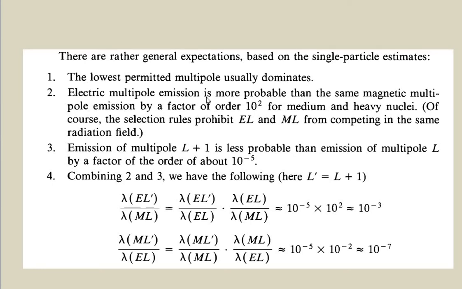Electric multipole emission is more probable than the same magnetic multipole emission by a factor of 10^2. That means, if E1 and M1 are possible, or E2 or M2 are possible, then the probability for the electric multipole transition is 10^2 times more probable than the same multipole transition. That is, the electric dipole transition is more probable than the magnetic dipole transition. The ratio of that probability is 10^2.